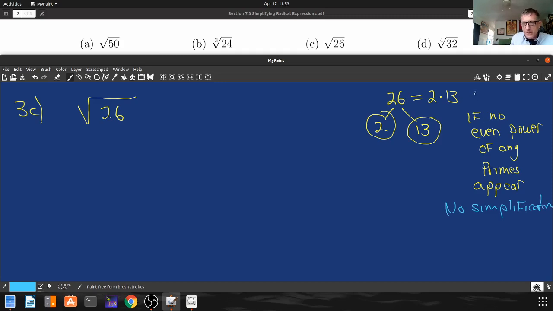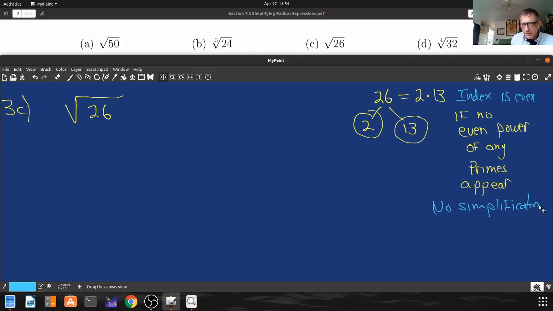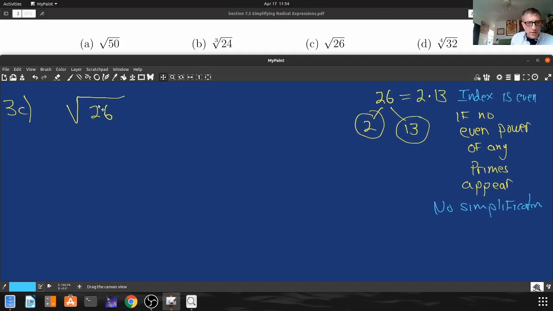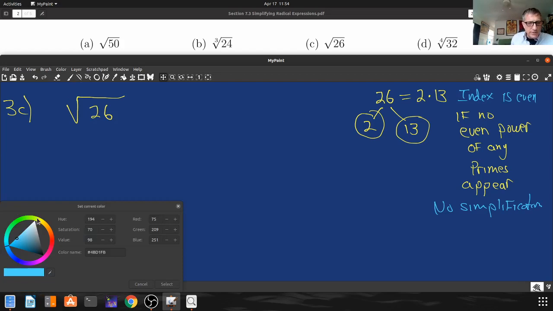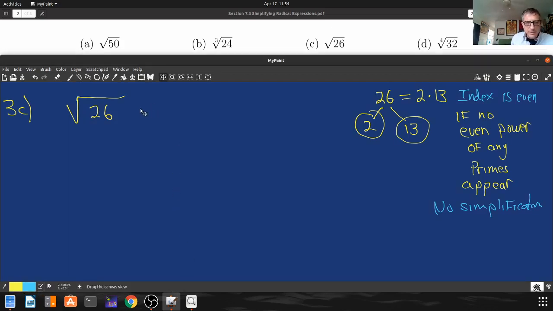So this is when the index is even. What that tells me is there is nothing that can be done to simplify this. It is completely simplified as is. So now let's do 3D. And now our index is even. So this may come into play over here. I don't know. Let's just look at it as it comes.